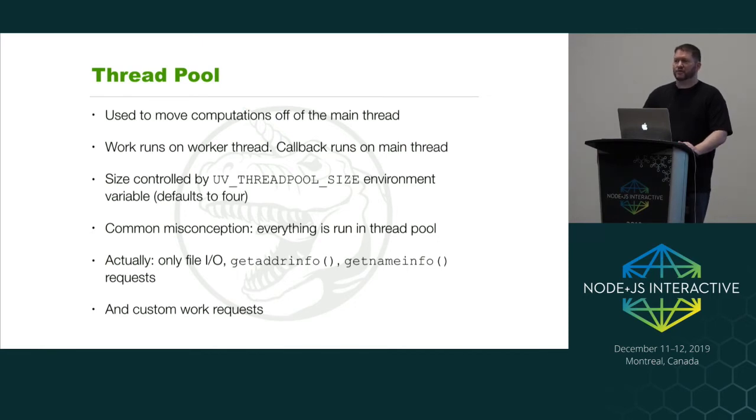JavaScript as a language, with the exception of workers, which are relatively new, is single-threaded. In a server application, you probably are going to have a lot of things going on at the same time. You could have hundreds or thousands of requests being processed simultaneously. And if everything ran on just the one main thread, things would slow down pretty quickly. So we use the thread pool to offset some work onto worker threads.